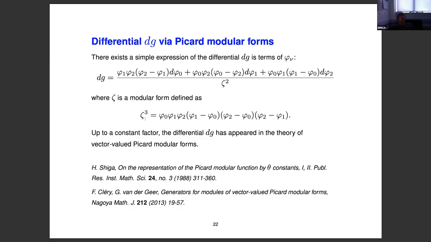So there is another form, zeta, and its cube is this, right? Now, using this zeta, we introduce this expression. It turns out that this expression is a vector-valued modular form. You see, we have differentials here. What is, in general, a vector-valued modular form?